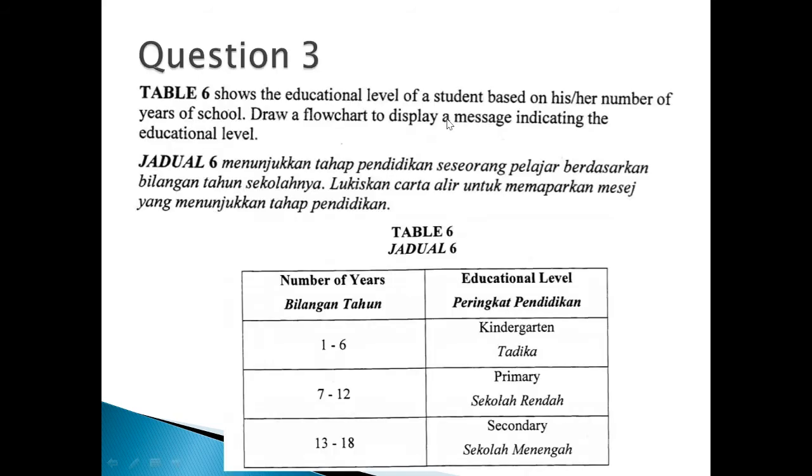Okay, we proceed to question 3. Table 6 shows the educational level of a student based on his or her number of years of school. Draw a flowchart to display a message indicating the educational level. They have given you the table here. Please don't fall into the trap. There is a trap where the number of years can be 0 or above 18. That is the trap. So you need to create your flowchart without falling into the trap.